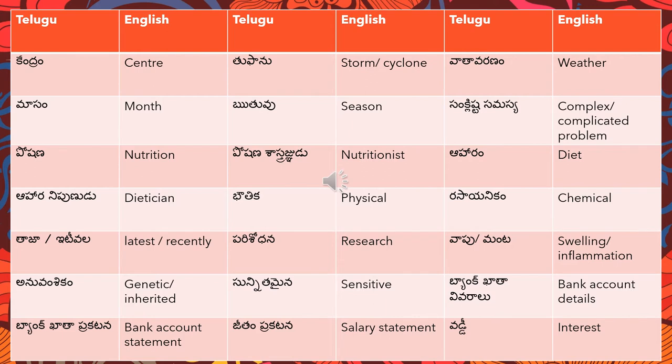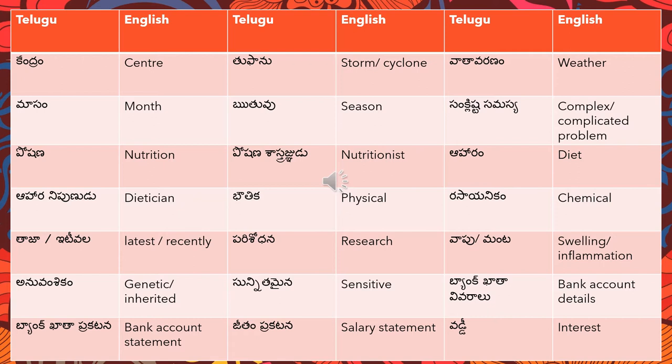The first word, kendram, which means center. Kendram ante center. Masam is month. Poshana is nutrition. Ahara nipunudu is dietitian. So nipunudu is the word used for a specialist or an expert. Nipun means expert or specialist. So if you say Ahara nipunudu, that means a dietitian.